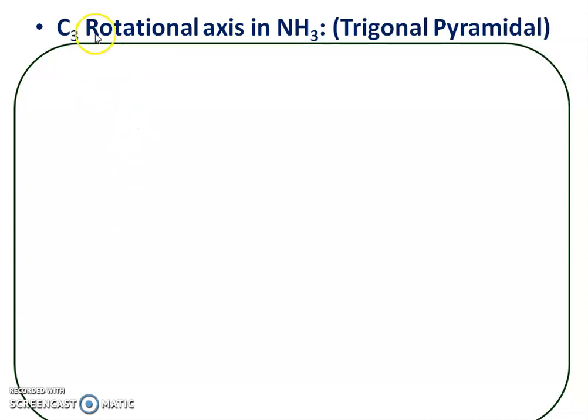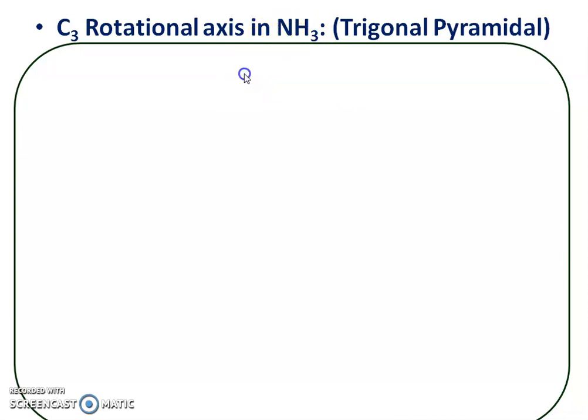So now we consider another example, that is C3 rotational axis in ammonia, that is NH3. Basically ammonia is a trigonal pyramidal molecule. Here nitrogen undergoes sp3 hybridization and it has a pyramidal geometry. In case of ammonia, 3 hydrogen atoms are directly attached to nitrogen.